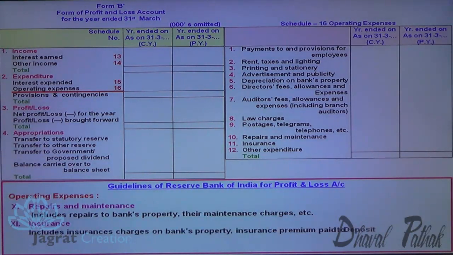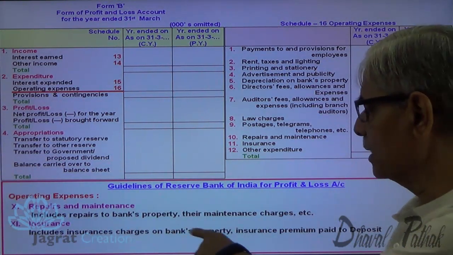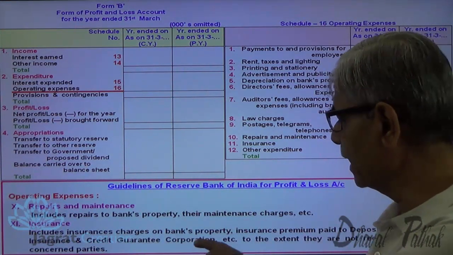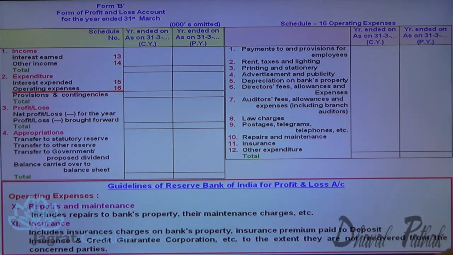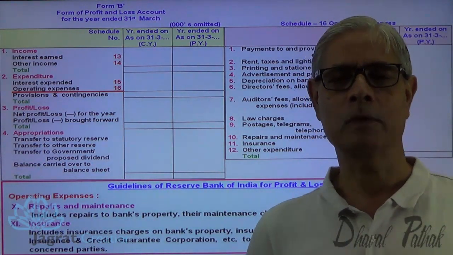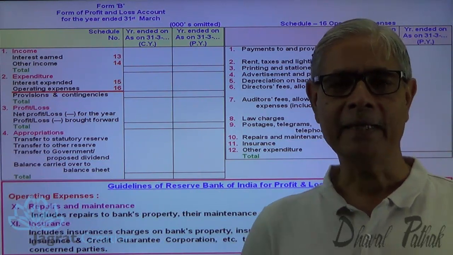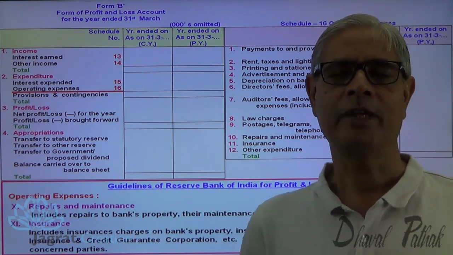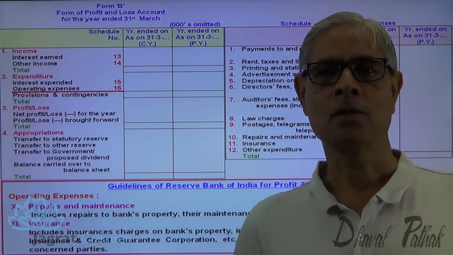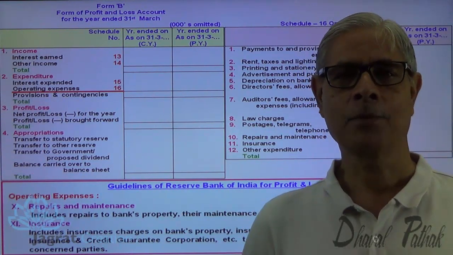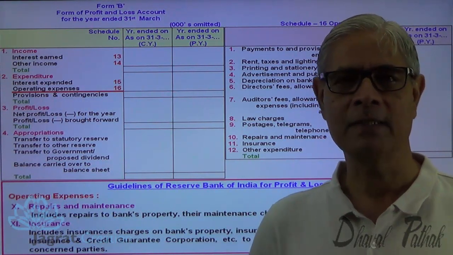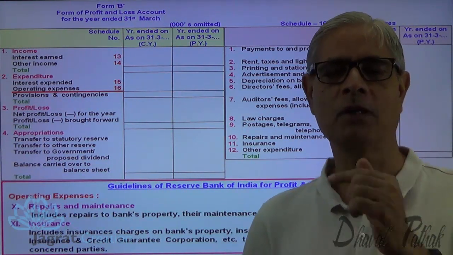Then insurance. Insurance charges of bank property, insurance premium paid to deposit insurance, credit guarantee corporations, etc. to the extent they are not covered from the concerned parties. Now see, this is an important point. Bank collects deposit. Now, in case of default of bank, if the deposit holders are not paid, so there is a risk for the deposit holders not being paid in case of insolvency of the bank.